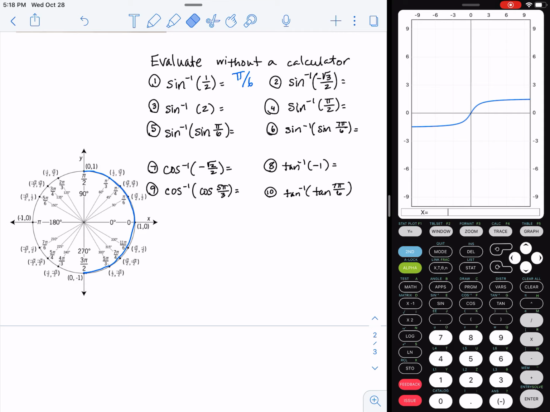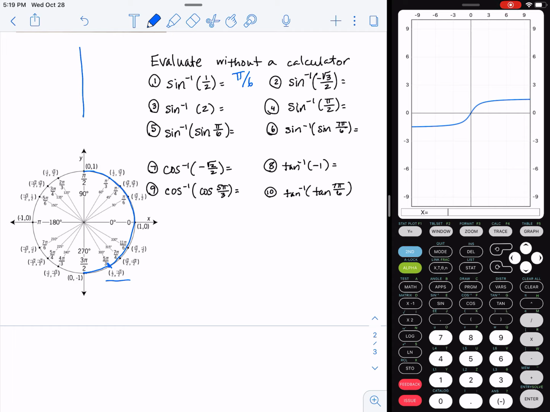So let's take a look at this next problem, where it says the arc sine of negative square root of 3 over 2. Well, arc sine is restricted to quadrants 1 and 4. What coordinate has a y value of negative square root of 3 over 2? Well, negative square root of 3 over 2, the y value, is right here. You've got to evaluate it. It's going to be right here. But notice that matches up with 5 pi over 3.